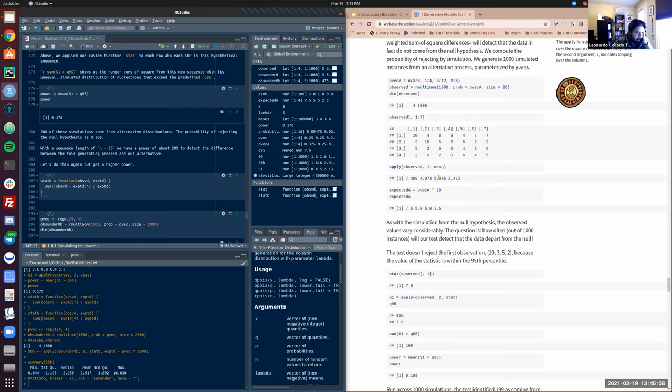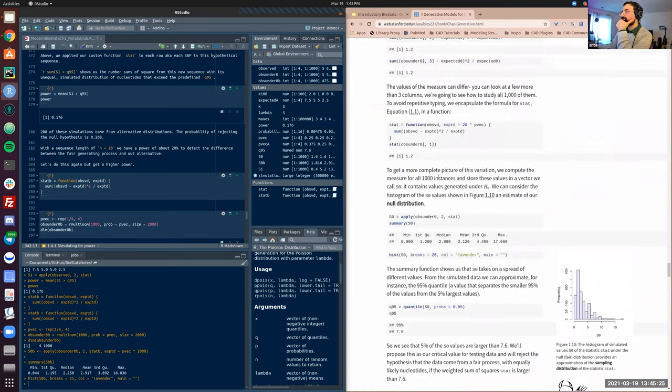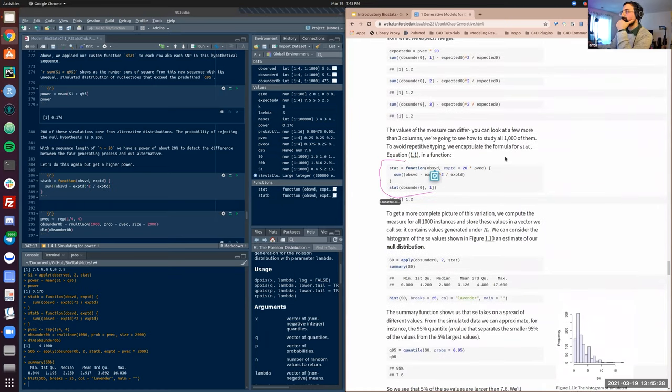And so this function stat that they wrote, can you scroll up to where you define stat on the book? Here we go. So that function has an observed and an expected, and what it does is that for each one it computes the difference between the observed and expected, takes it to the square, divides it by the expected value. So that's how we are getting that deviation. So now you scroll down to where we were.